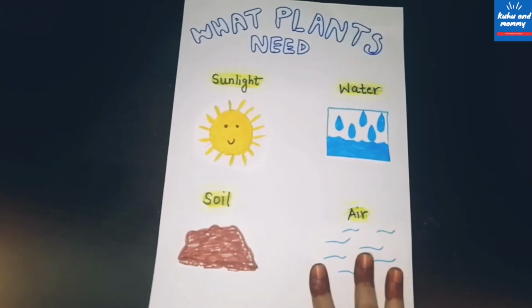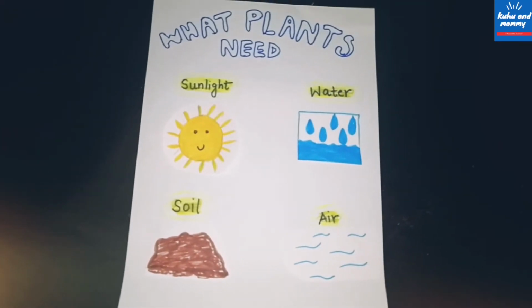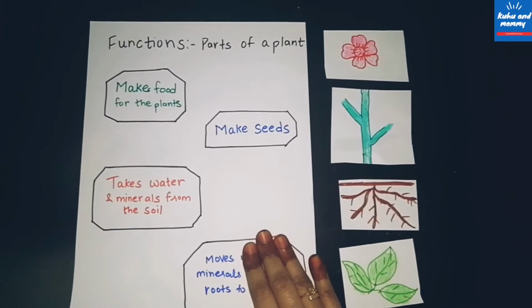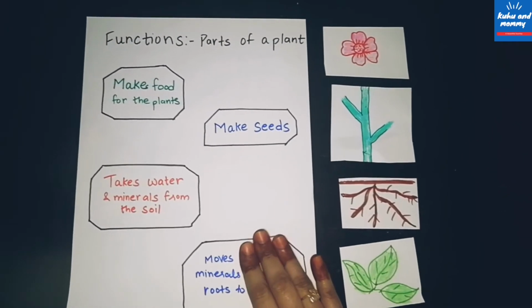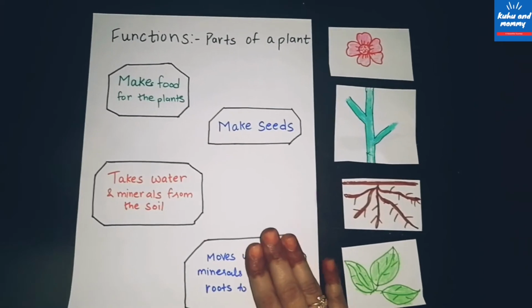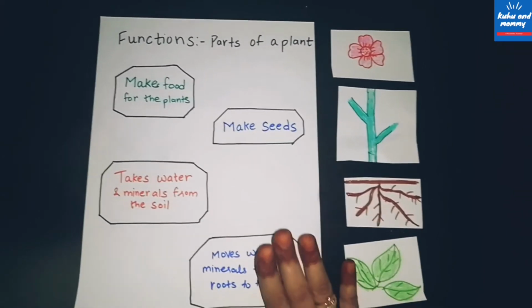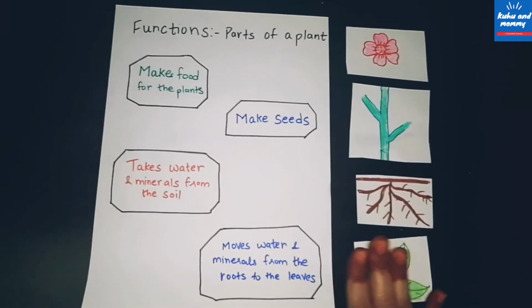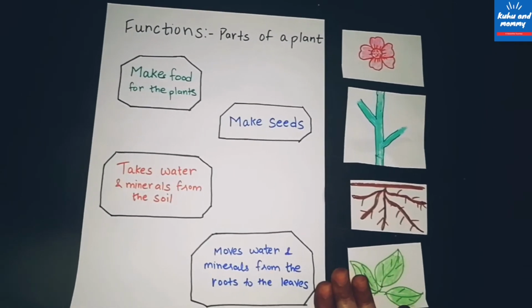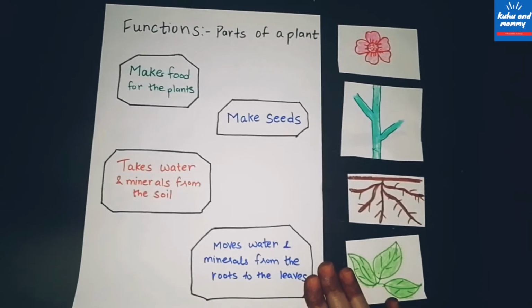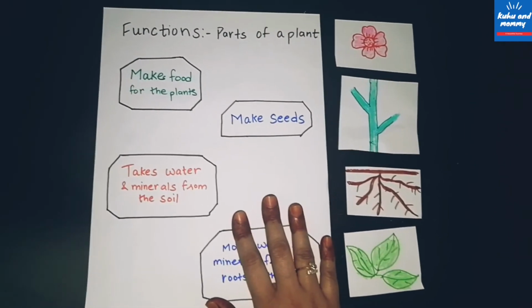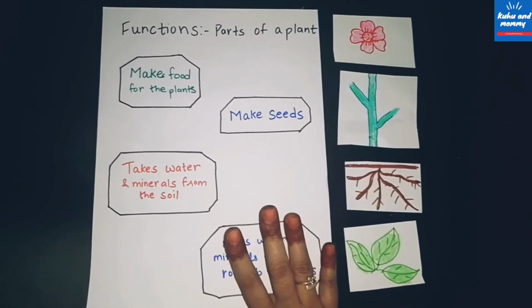So these are the 4 things that a plant needs to grow. Now in the next activity, we will teach the child what the functions of each part of the plant are. First we will tell them orally, we will explain to them what the functions of each part of the plant are, and then we can help them do this by using an activity, so that their concept is clear.